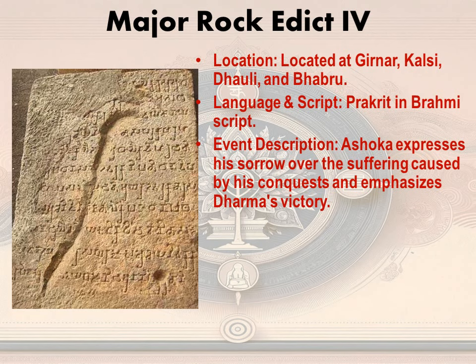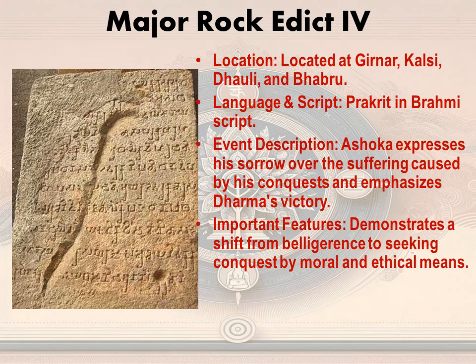So here Ashok repents his warrior-like activities and the wars he fought before his dharmic principles were propagated. So he expresses his sorrow over the suffering caused by his conquest of other territories and emphasizes that from now on I will practice the principle of dhamma, and that is how I will win over the world. Demonstrate a shift from belligerence to seeking conquest by moral and ethical means.